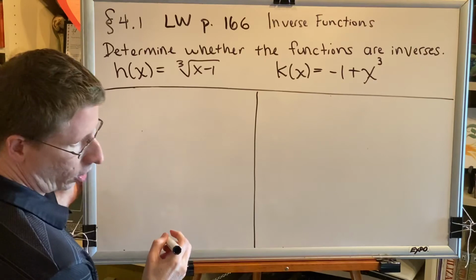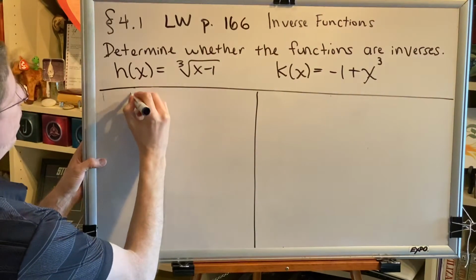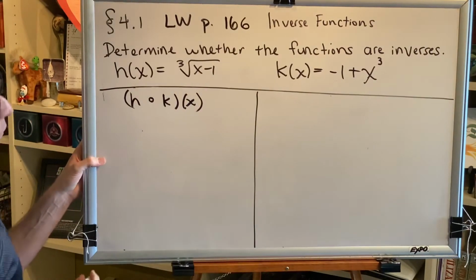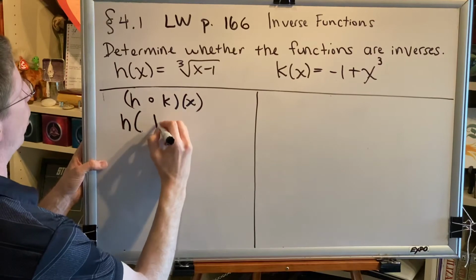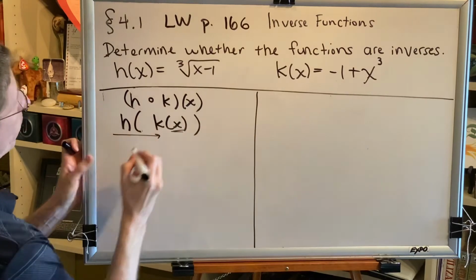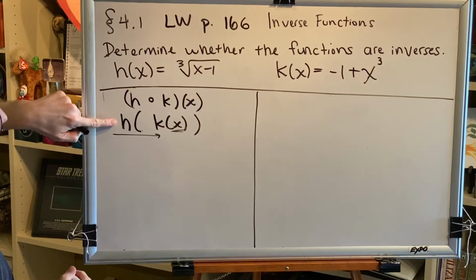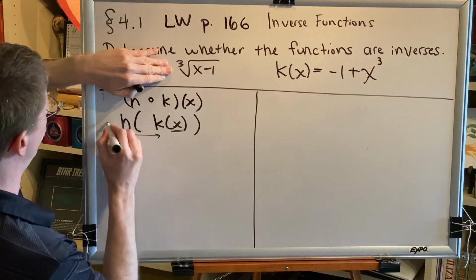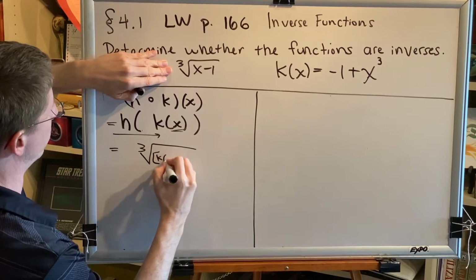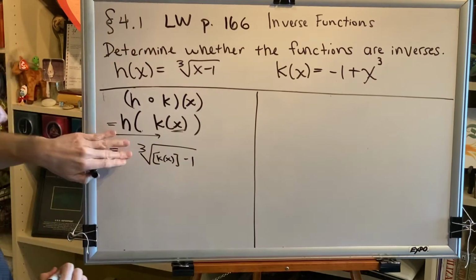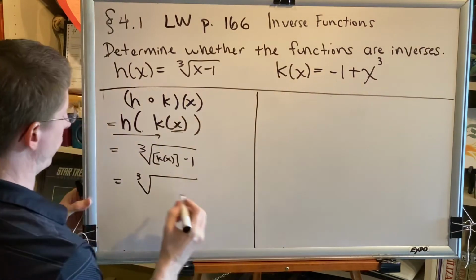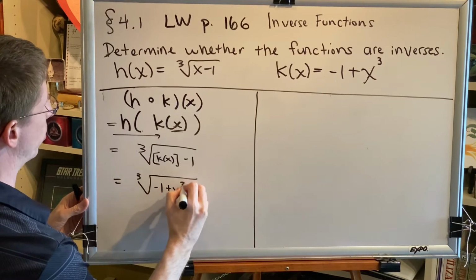Okay, so the first thing we're going to do is figure out what is h composed with k of x. First, we rewrite using the definition, h of k of x. The input is a letter, a variable, so we work from the outside in. We're going to use function h, specifically the right-hand side of function h. But everywhere we see an x, we're going to put k of x instead. So we'll have this. Now we know what k of x equals. It's negative 1 plus x cubed. So we get the cube root of negative 1 plus x cubed, minus 1.